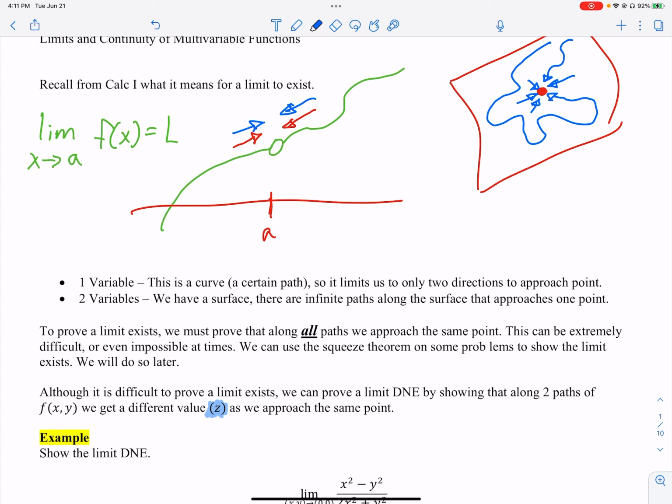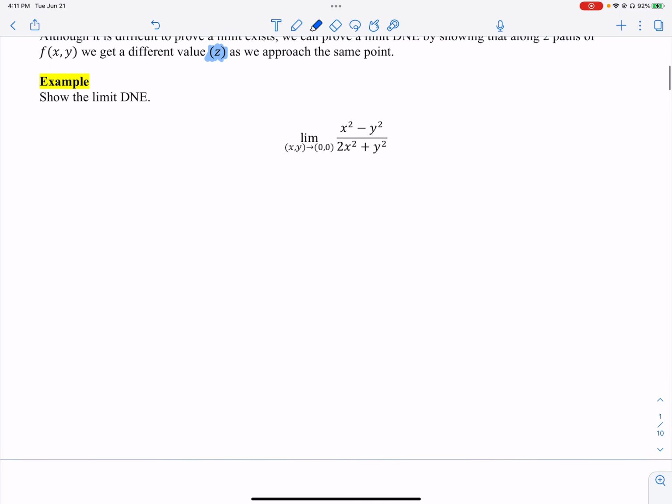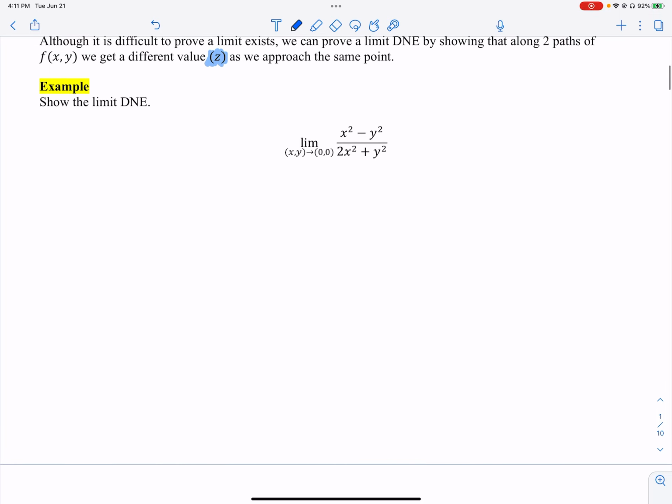We want to find 2 paths that go to 2 different values. Then we have proven that it doesn't exist. Let's take a look at our first example. These are pretty difficult, so I'm going to do quite a bit of examples in this video. So this may be on the longer side, but it's better than the alternative route. Trust me, these are pretty difficult.